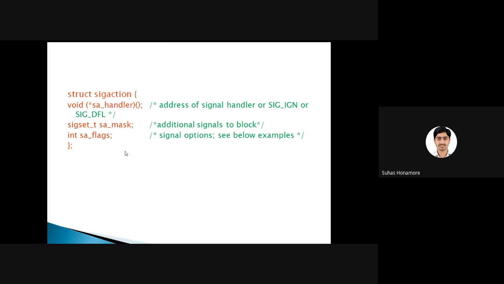Then for the structure, we are going to create two variables: one is action and one is old_action. Then for the signal mask, initially we'll set it to empty, whatever is there by default. We call sigemptyset, so whatever defaults are there will be set to zeros. That is what we mean by resetting it, setting it completely empty.